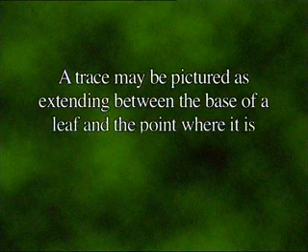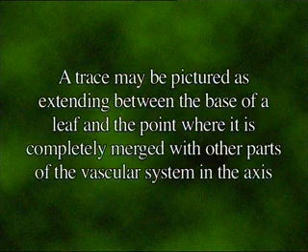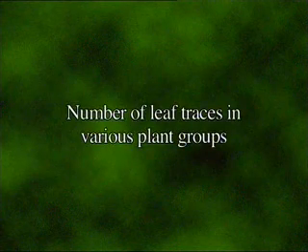If the vascular bundles diverging into a leaf are traced backward into the stem, they may be found to be discrete for variable distances within the stem, and then ultimately to merge with other parts of the vascular system of the stem. A trace may be pictured as extending between the base of a leaf and the point where it is completely merged with other parts of the vascular system in the axis. A number of leaf traces occur in various plant groups.